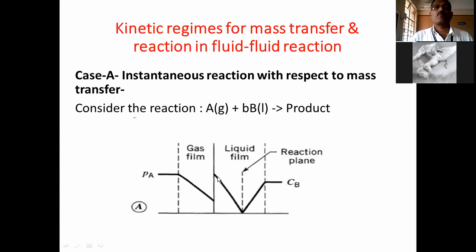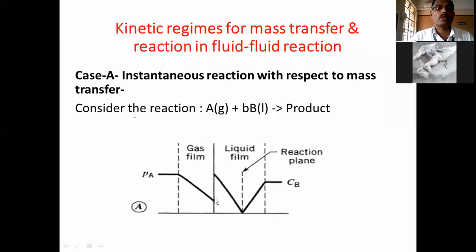Very fast reaction means that when component A in the gas phase comes in contact with B in the liquid phase, the product will be formed very fast, instantaneously. See this: this is the gas side, this is the liquid side, this is the interface, and the gas film and liquid film are formed. As we know, PA is the partial pressure of A in the bulk of the gas, and it diffuses through this gas film and reaches the interface.